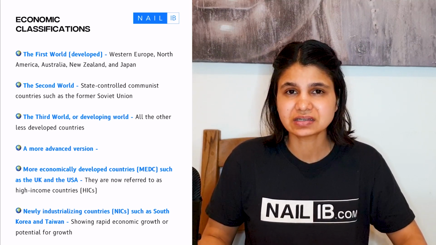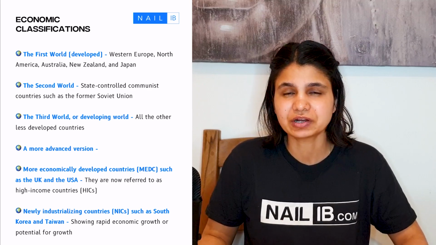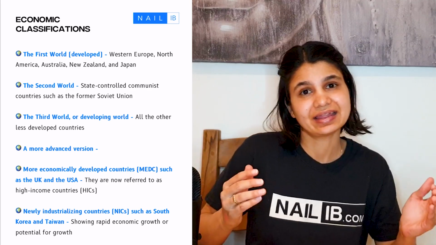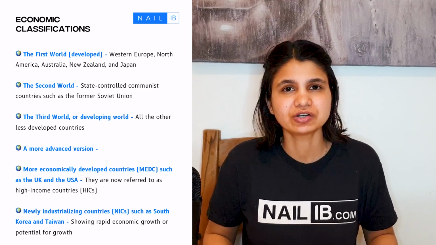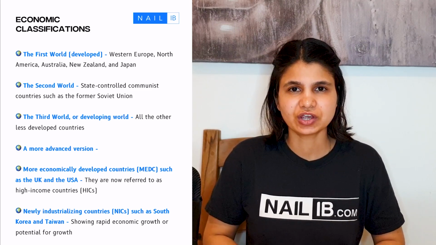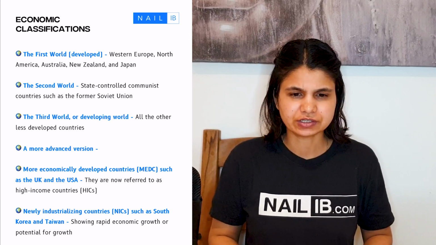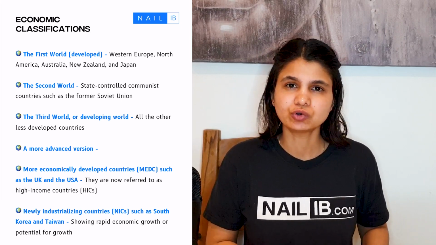So MEDCs are more economically developed countries. NEEs are newly emerging economies, so they're getting there. LICs are low income countries. So this is a new classification wherein you can put most of the countries in these three categories. Obviously, then there are smaller groups.